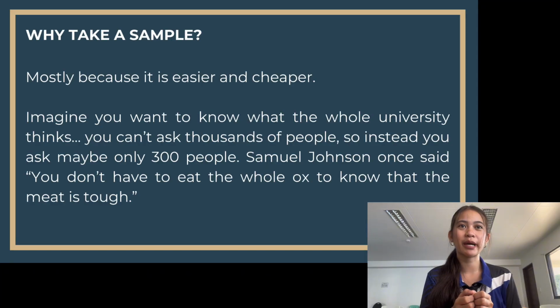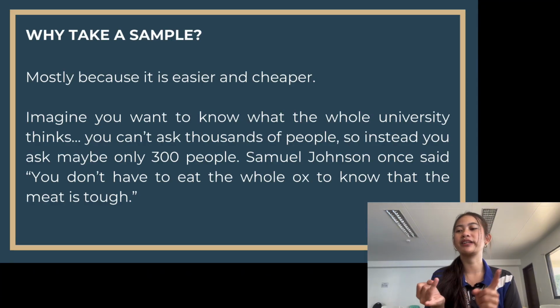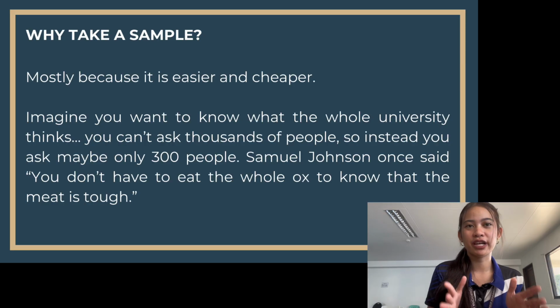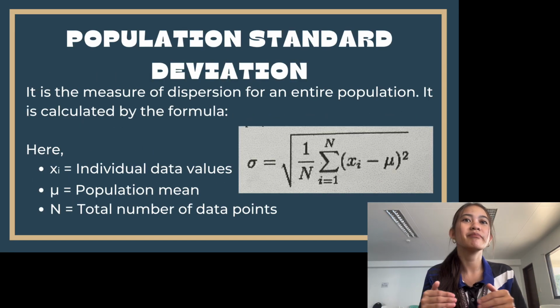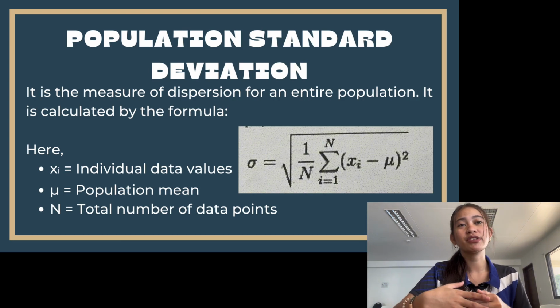Now, let's talk about population standard deviation. There are actually two types of standard deviation. One is population standard deviation and one is sample standard deviation. So let's dig deeper into population standard deviation. It is a measure of dispersion for an entire population. It is calculated from this formula.